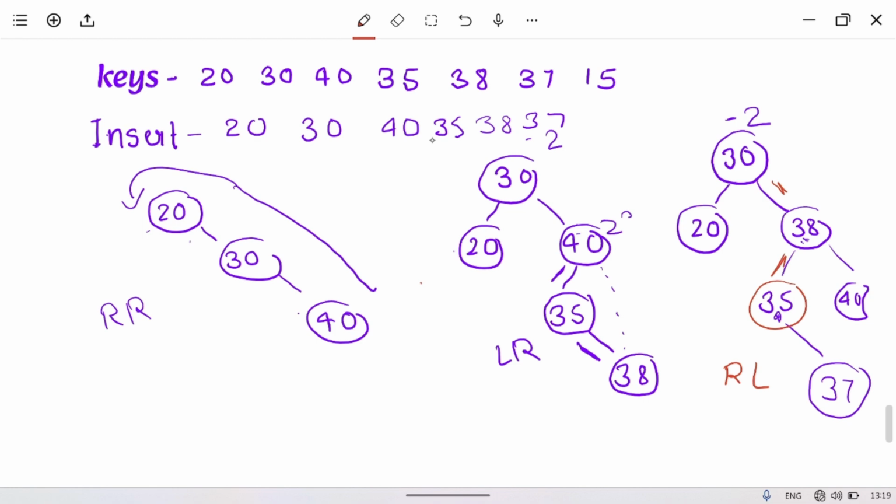What to do in double rotation? Then we will perform rotation, okay. RL rotation we will perform. Let's see how to perform.